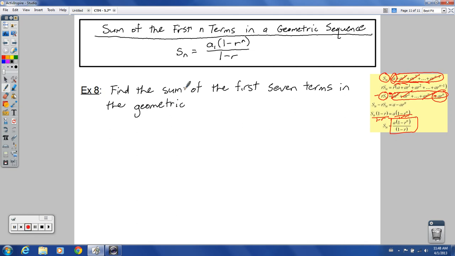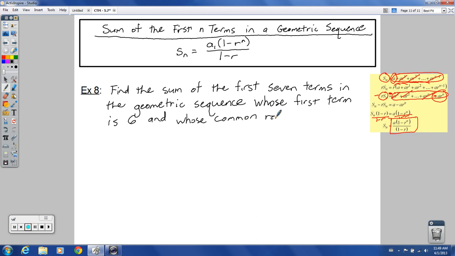Fancy that. It's going to be a geometric sequence because I just gave you that formula. So here's an example that uses this formula. Whose first term is 6 and whose common ratio is, this time we're going to go with 0.5, or 1/2 in other words.